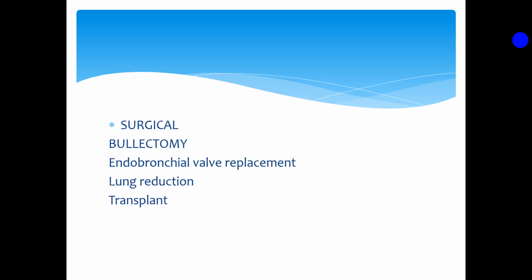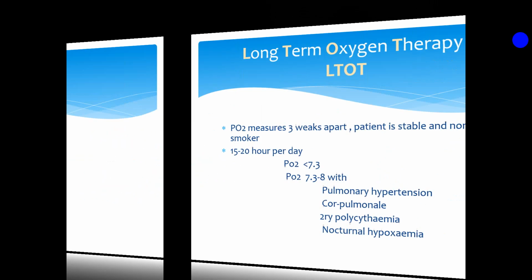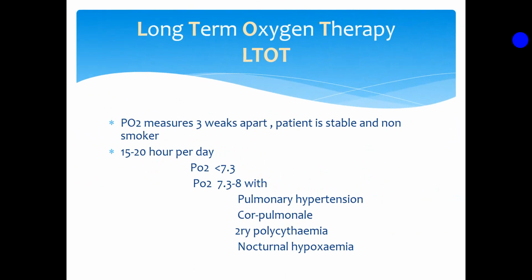What is the surgical option in chronic obstructive pulmonary disease? Lobectomy, endobronchial valve replacement, lung volume reduction, and transplant. What is the long-term oxygen therapy indicated?